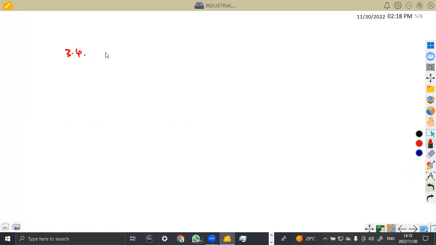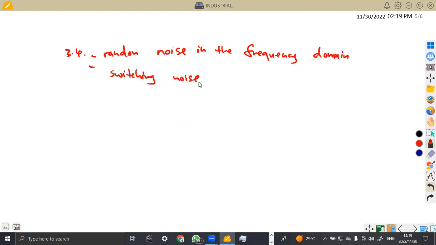We can talk of random noise, especially random noise. So we can have random noise in the frequency domain. Or just write random noise. Do not write a lot of things there. Okay, we can also have switching noise. So it's all about noise, as you can see, guys. Switching noise. We can talk of the ripple from AC, DC conversion.